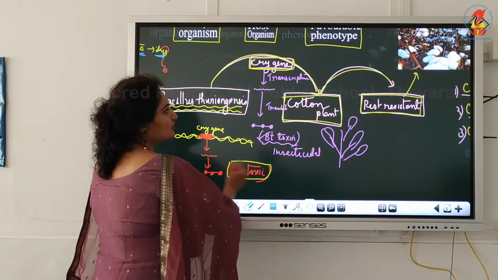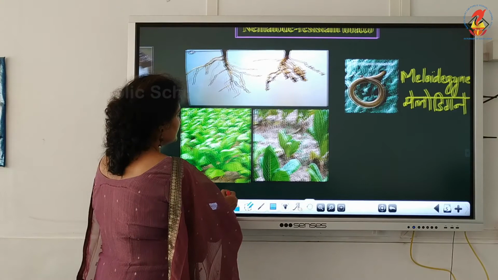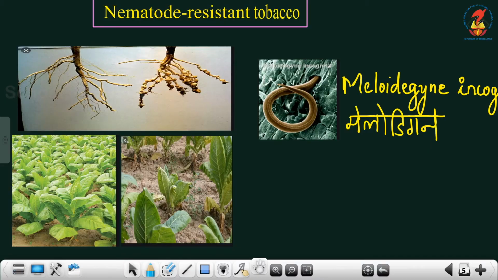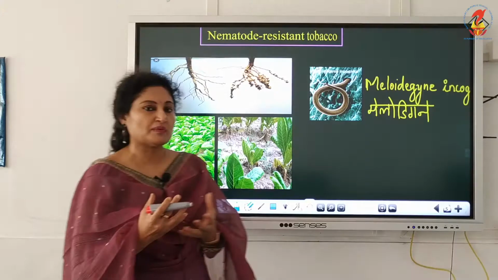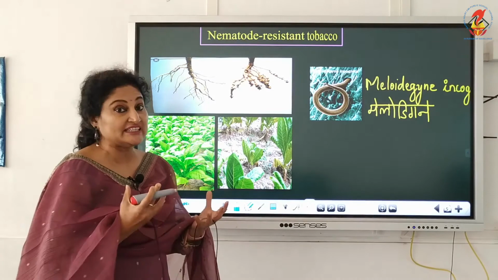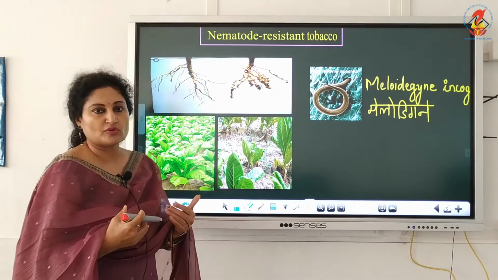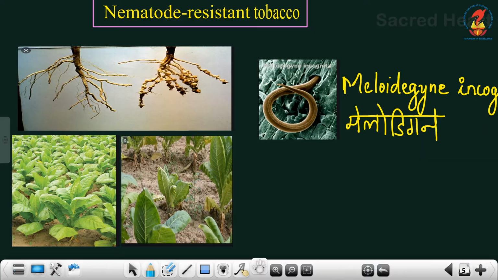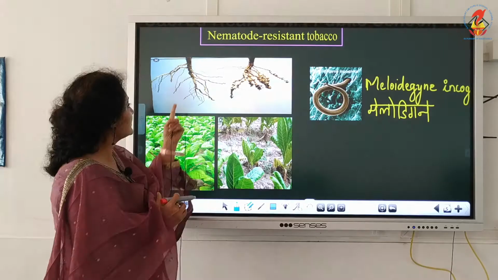Now moving on to the next plant. The next plant is nematode resistant tobacco. Now we know the tobacco plant is useful to man because the leaves are used for making tobacco, and it is being used in different forms, in the form of smoking or chewing, whatever. So tobacco is needed by man. We need healthy leaves with large lamina. But what happens is that the roots, you have to remember, it's the roots.